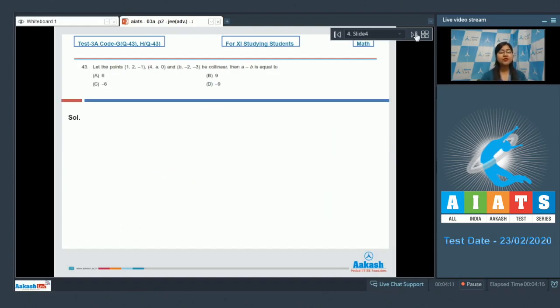Next is question number 43, which says let the points (1, 2, minus 1), (4, A, 0) and (B, minus 2, minus 3) be collinear, then A minus B is equal to. Let us say the points are A, B, C. As these 3 points are collinear, the direction ratio of AB will be proportional to the direction ratio of AC. Now the direction ratio of AB is 3, A minus 2 and 1, and the direction ratio of AC is B minus 1, minus 2 minus 2, that is minus 4, minus 3 plus 1, that is minus 2. The direction ratios of these two will be in proportion.